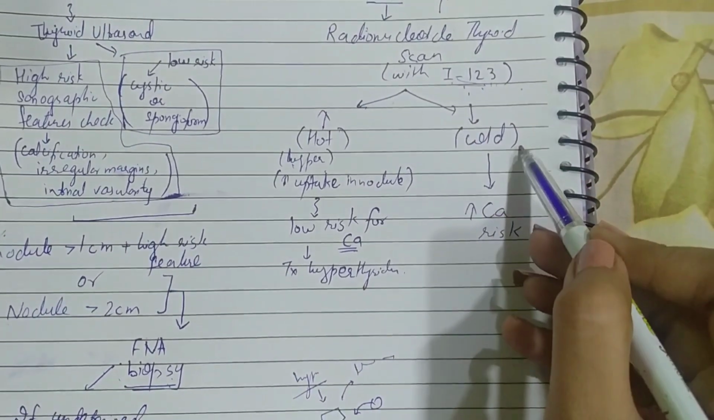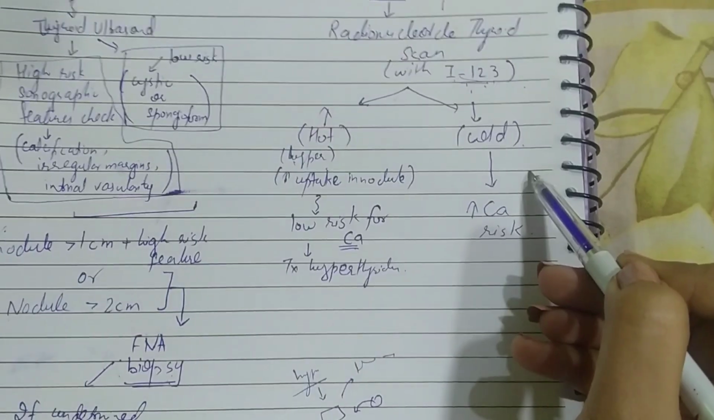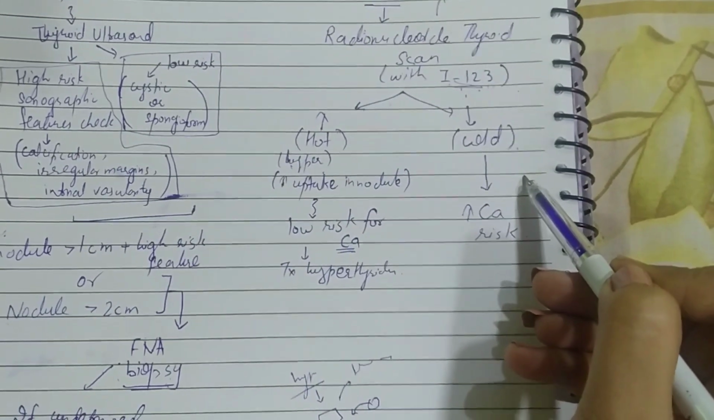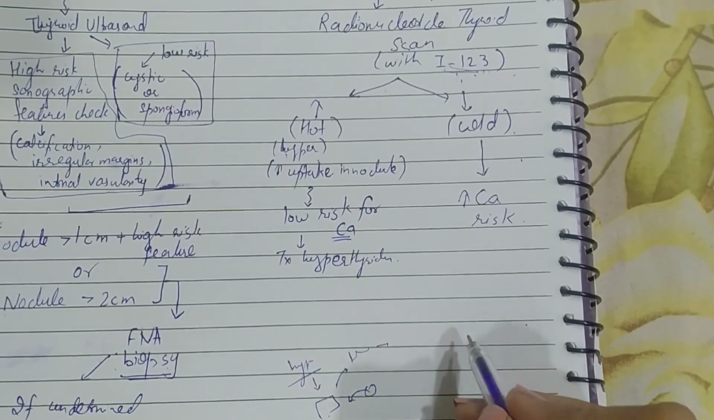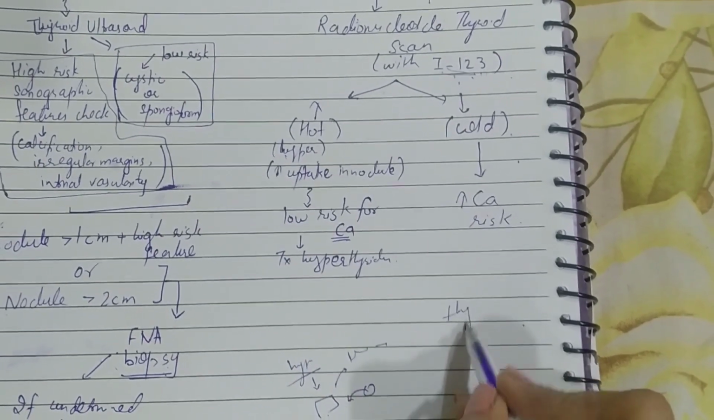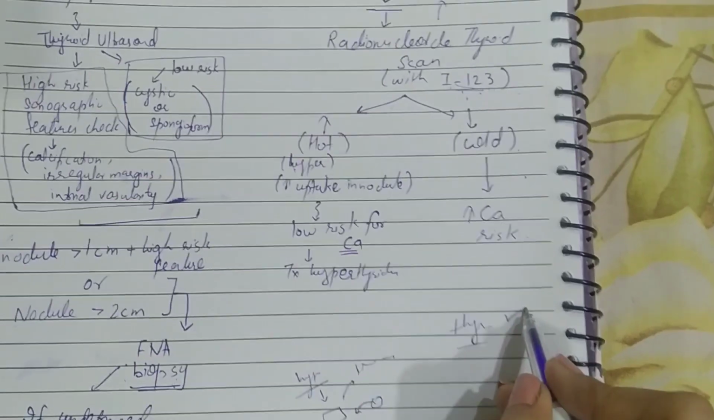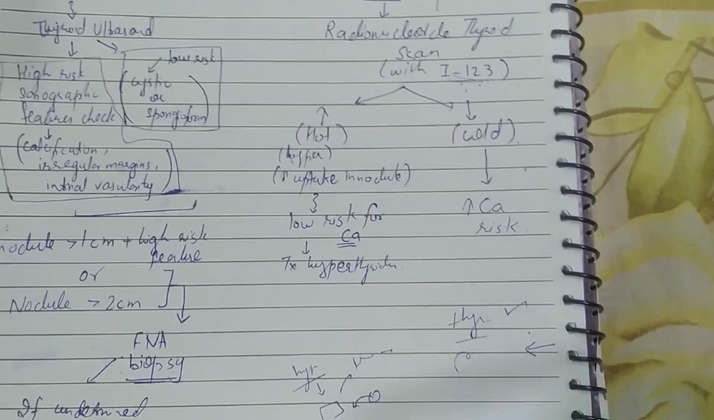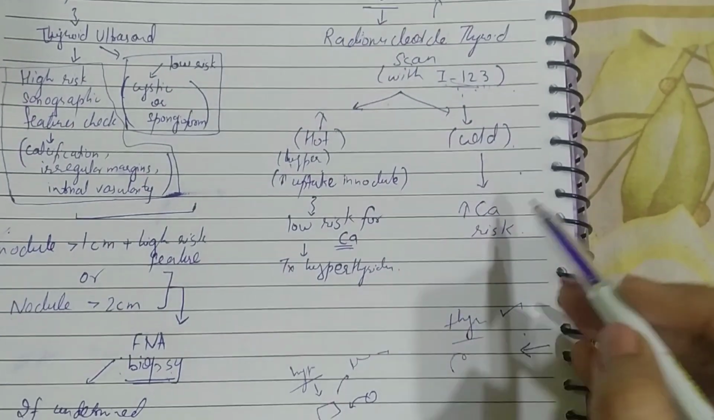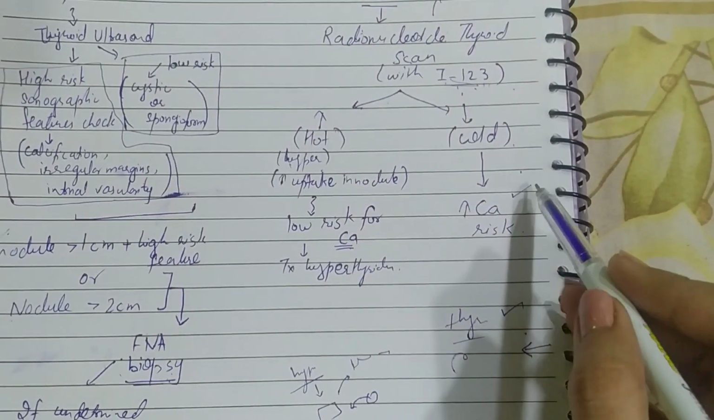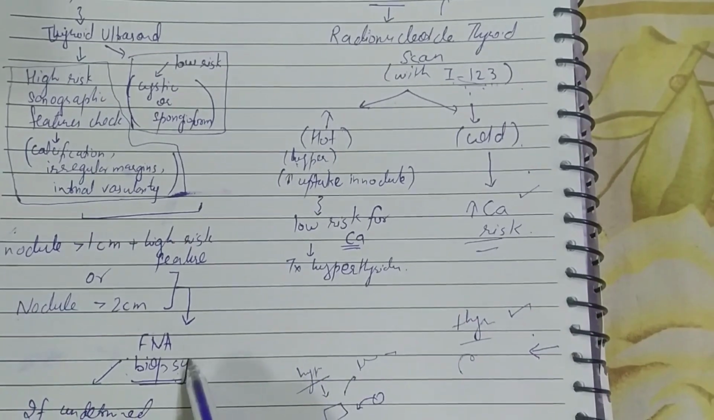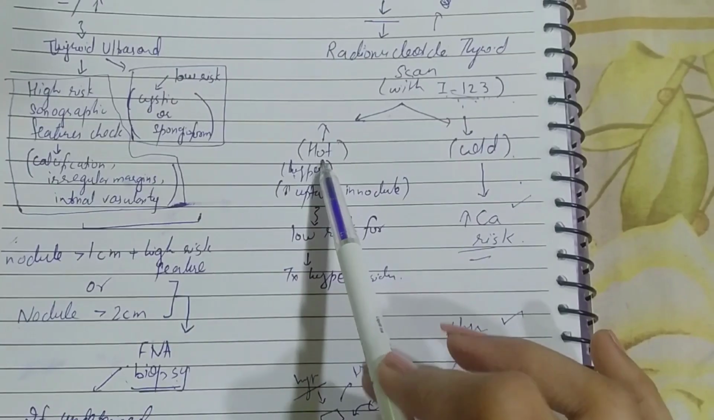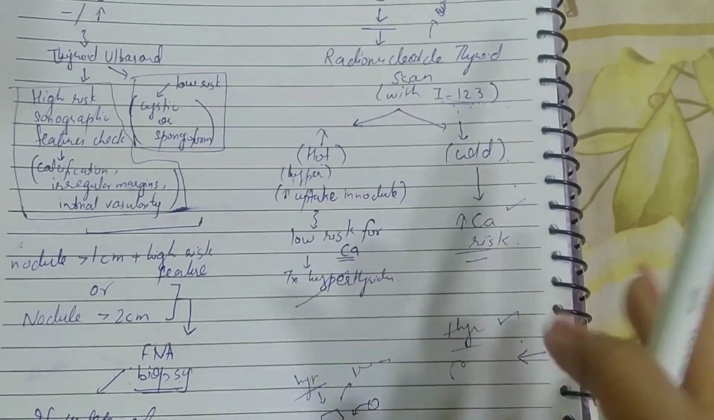But if it's cold, hypo-uptaking or hypofunctional, it means the gland is working more on its own. It's not taking up from outside, it's producing more, so there's more risk of carcinoma. Hence we order the FNA biopsy in this case too. But if it's a hot nodule, we'll only treat the hyperthyroidism.